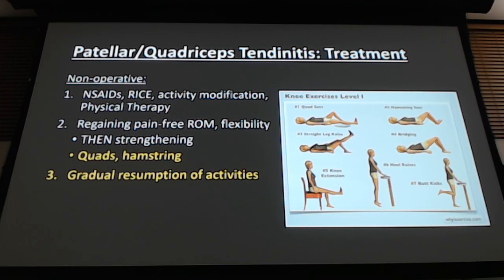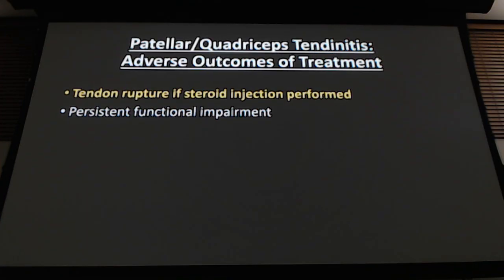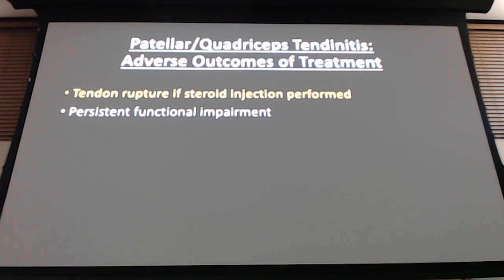Put that in their chart. Okay? That way, if they go on to have a rupture, you counsel the patient and you advise them that they are non-compliant, therefore they run the risk of further injury. Good to go? Tendon rupture, steroid injection is performed?